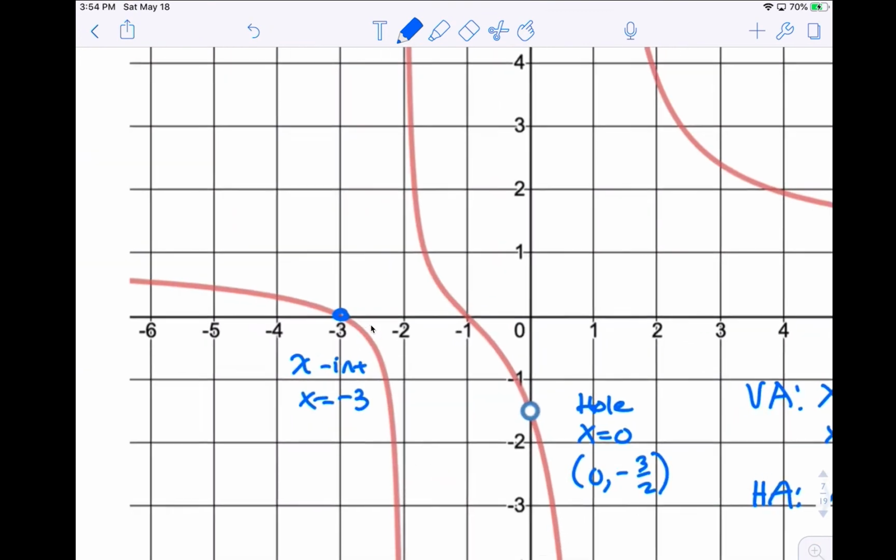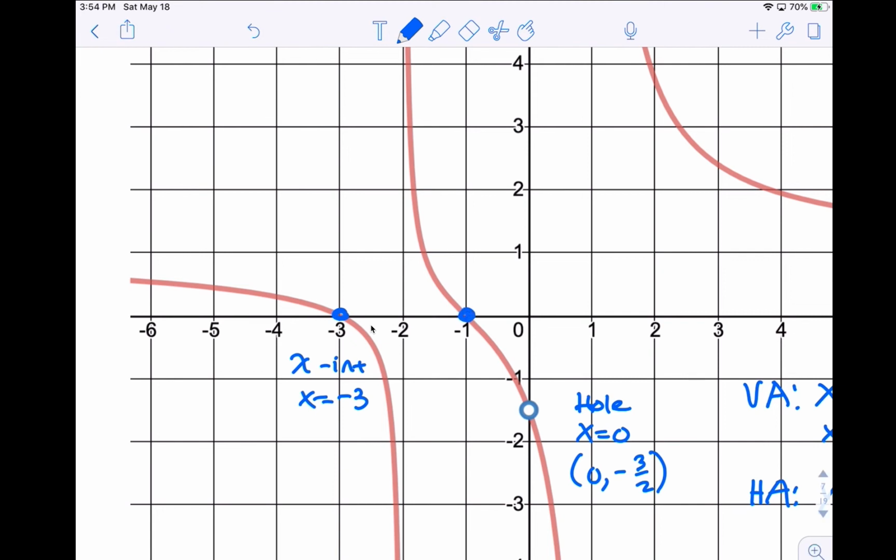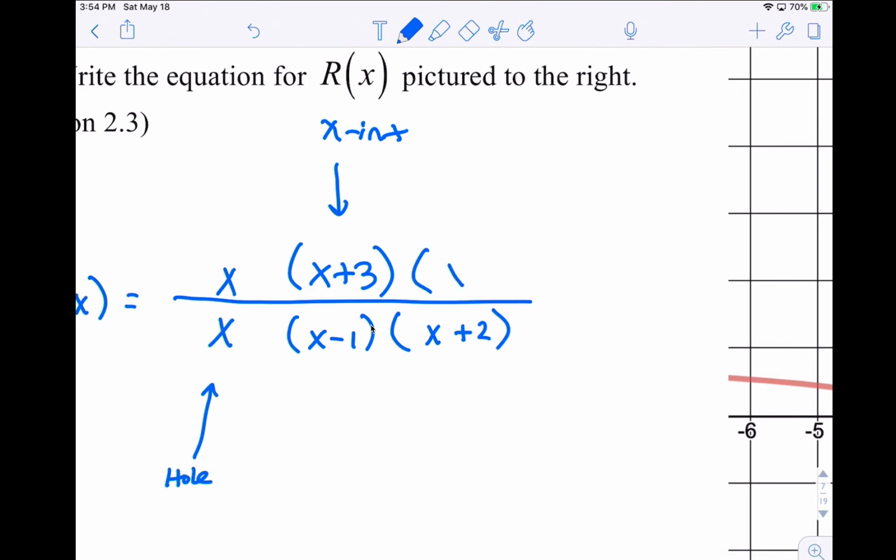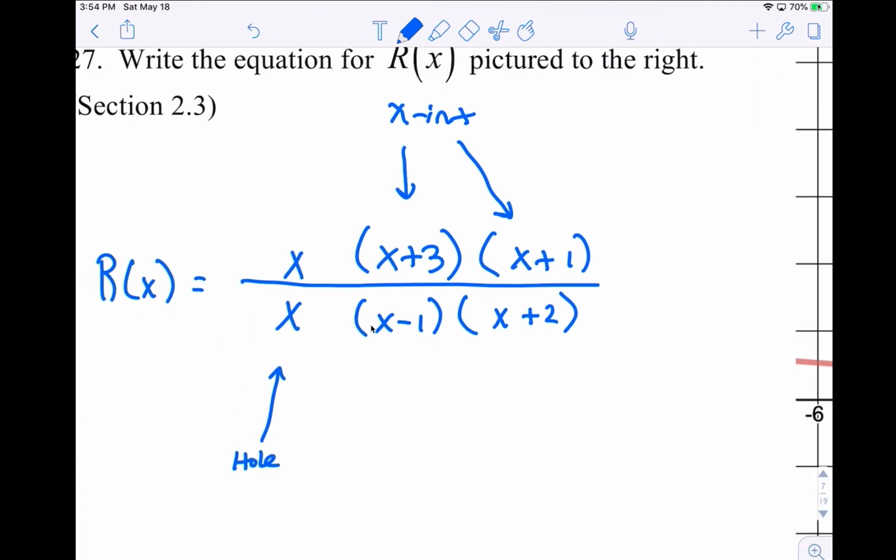Oh, now I see. I missed the other x-intercept. There we go. That makes sense. We got an x-intercept at x equals negative 1. Okay, so that's going to go on the top as well. That makes more sense. X plus 1. Okay, so both those x terms are from where the hole is, and then these two here are for your vertical asymptotes, and then the top two factors, x plus 3, x plus 1, are for your x-intercepts.